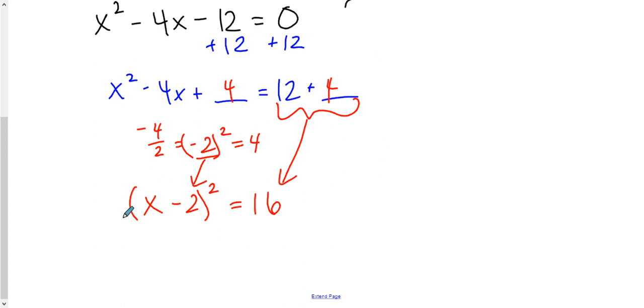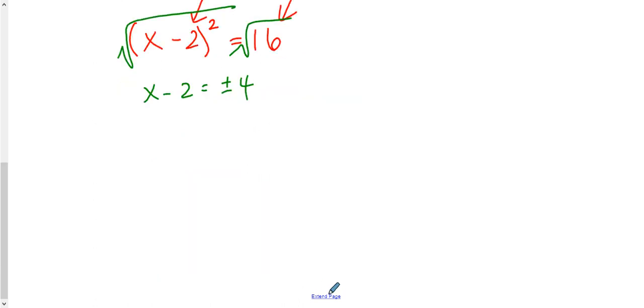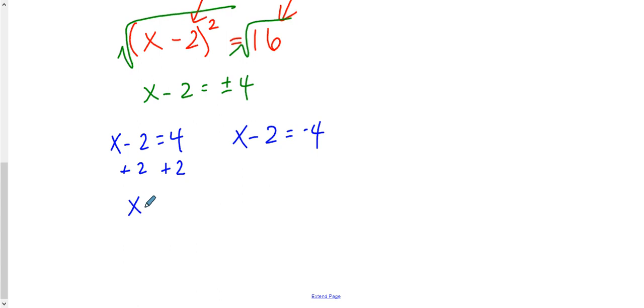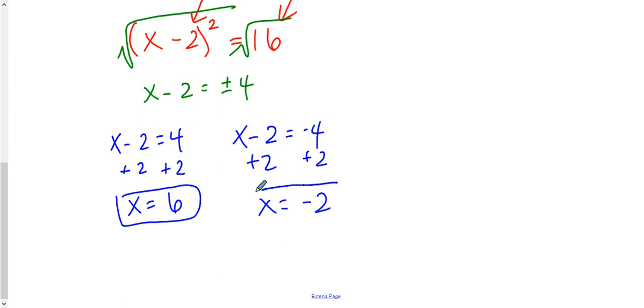To solve for x, I'm going to square root both sides. That gives me x minus 2 equals plus minus 4. I can now split this into 2 equations. So x minus 2 equals positive 4 and x minus 2 equals -4. And then I'm going to solve for x. So I'm going to add 2 to both sides, gives me 6. And then add 2 to both sides and gives me -2.